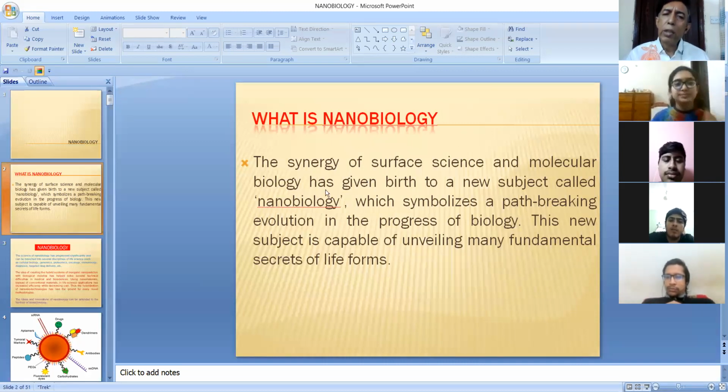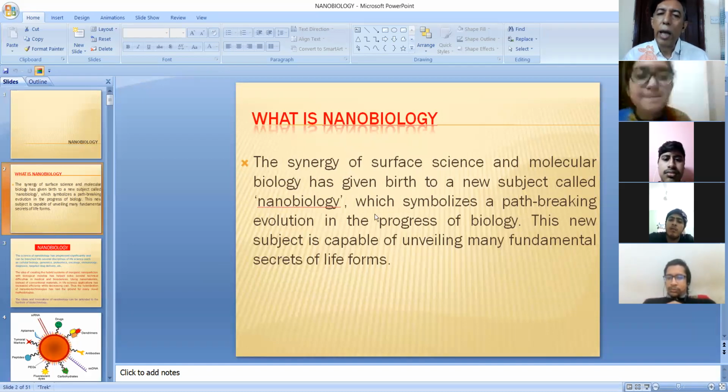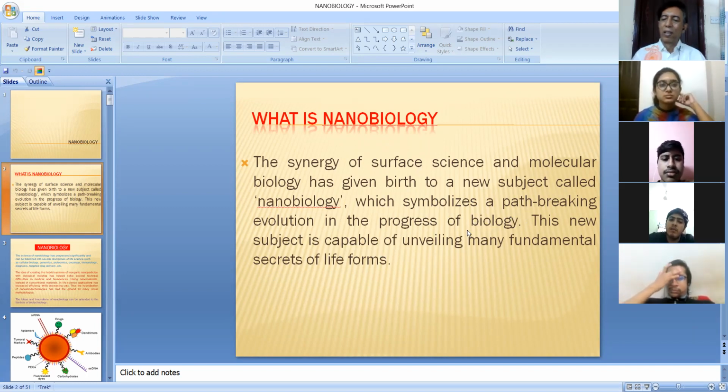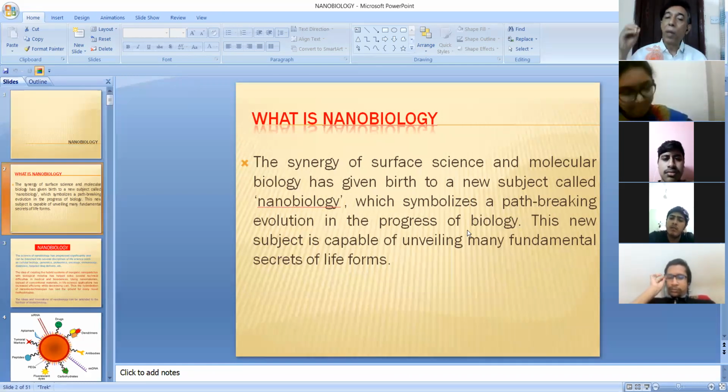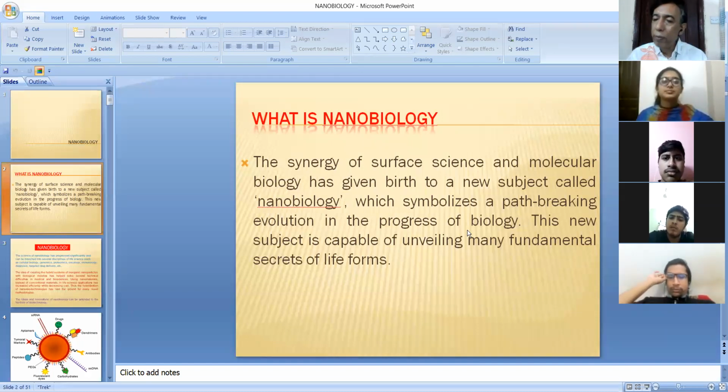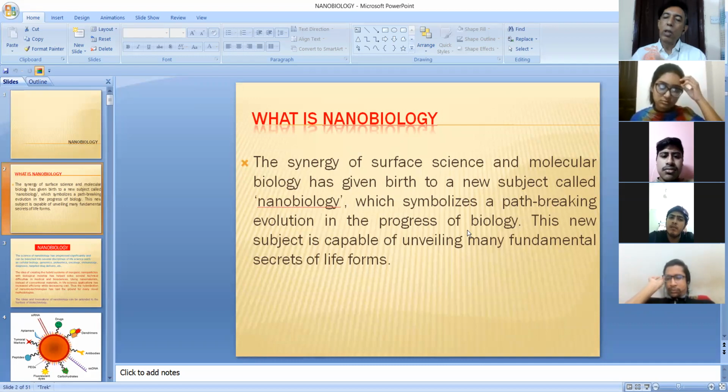So the synergy means combination. The synergy of surface science and molecular biology has given birth to a new subject called nanobiology, which symbolizes a path-breaking evolution in the progress of biology. That means it symbolizes a path-breaking evolution. Say, for example, genetics and genetic engineering. Genetics is the progress of biology. Pharmacy is the progress of biology.